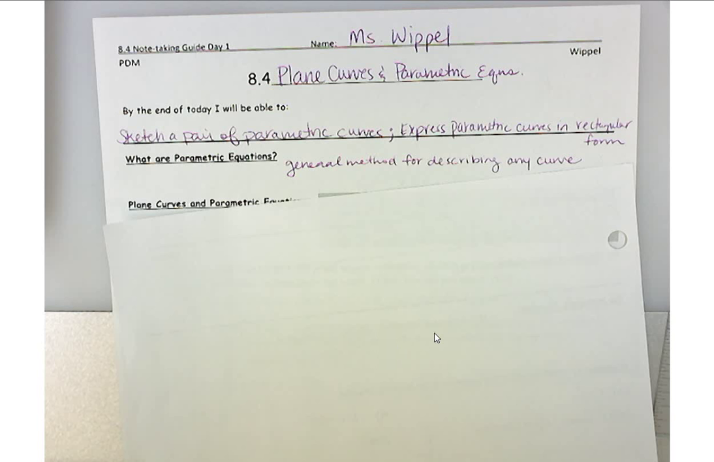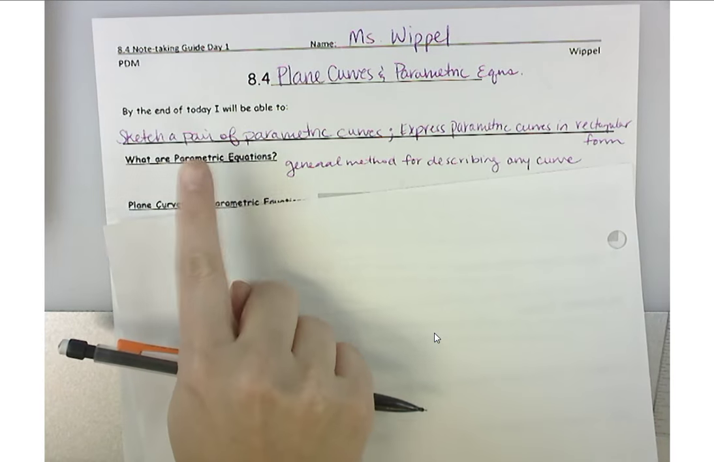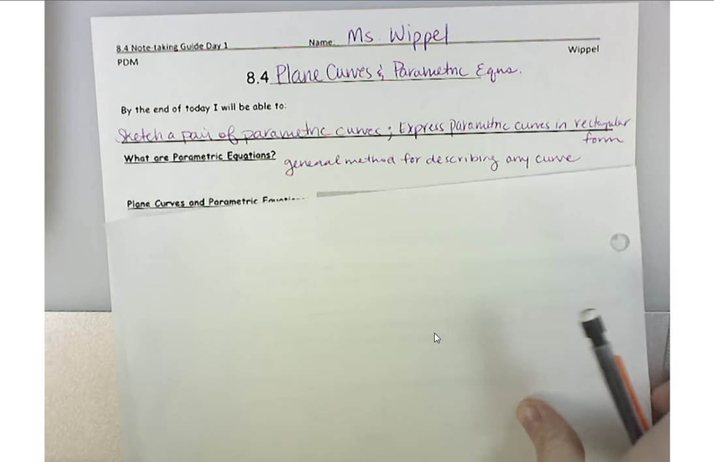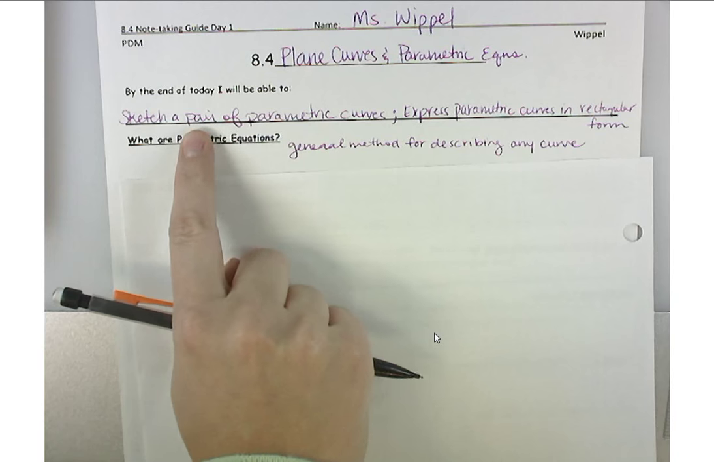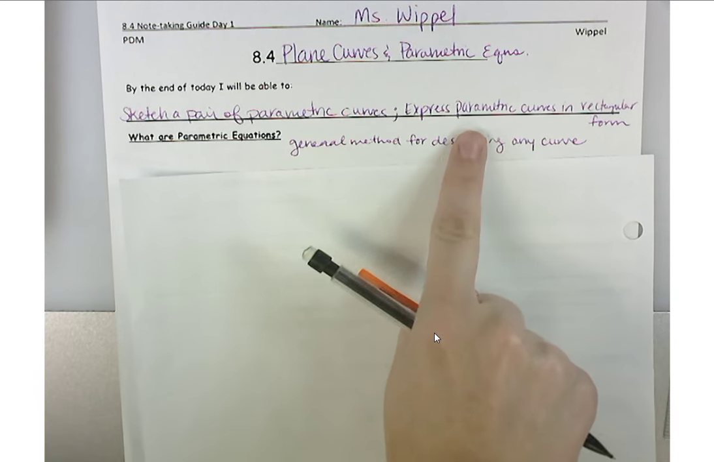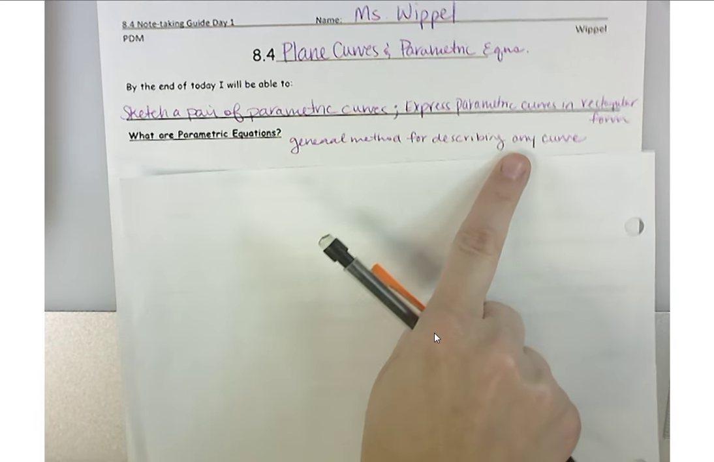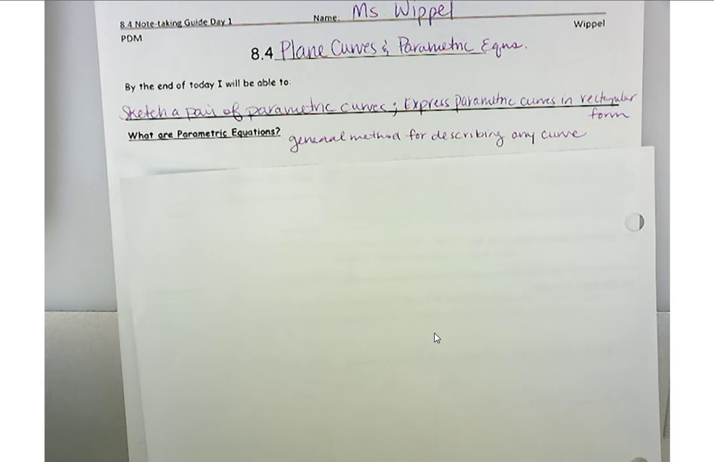Today we're doing our last section of chapter 8, which is 8.4. What we're going to learn about today are plane curves and parametric equations. By the end of today, you're going to be able to sketch a pair of parametric curves. Notice it says pair, so there are going to be two of them. And then you're going to express parametric curves in rectangular form.